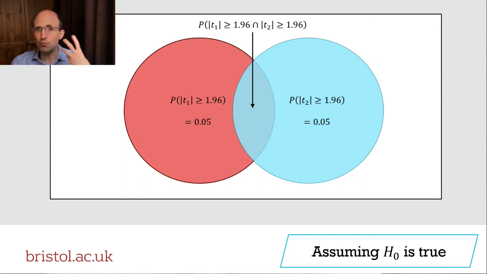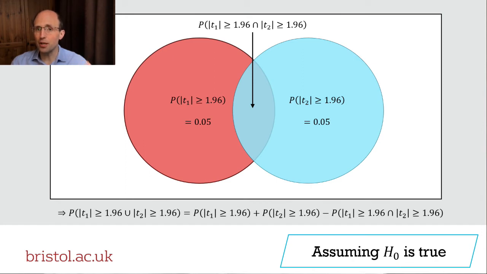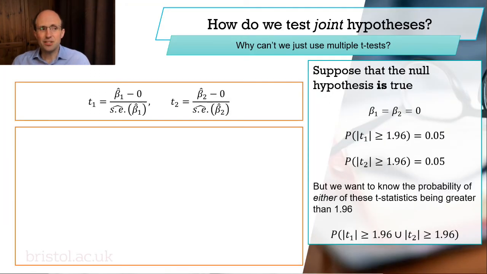The intersection is the probability that both are greater than or equal to 1.96. So if we wanted to find the probability of us rejecting the null hypothesis when the null hypothesis is actually true, in other words, when beta 1 is equal to beta 2 is equal to 0, it's going to be equal to the probability that the magnitude of T1 is greater than or equal to 1.96, plus the probability that the magnitude of T2 is greater than or equal to 1.96, minus the probability that both are greater than or equal to 1.96. So in other words, we need to add the red area plus the blue area and subtract the intersection.